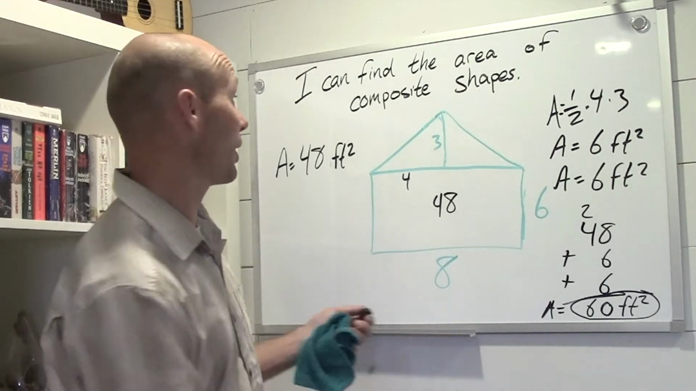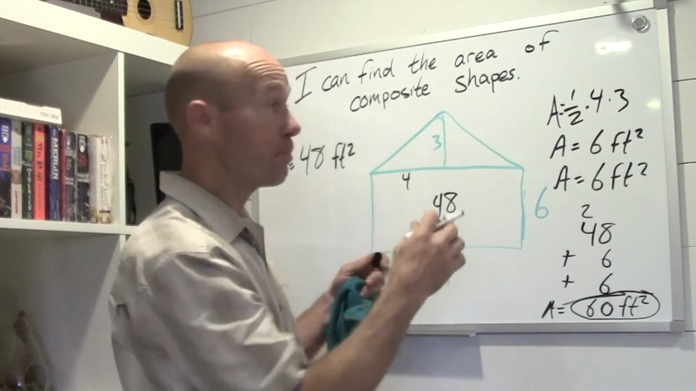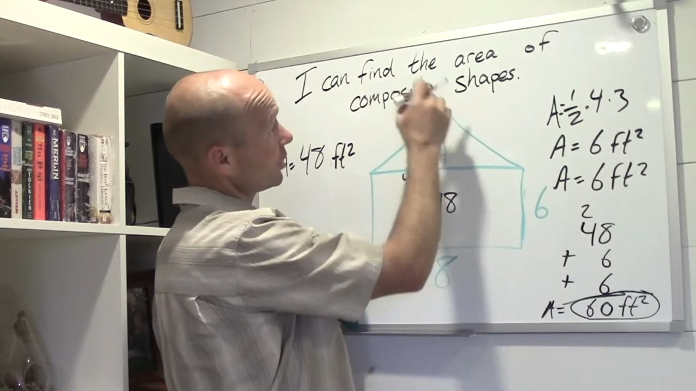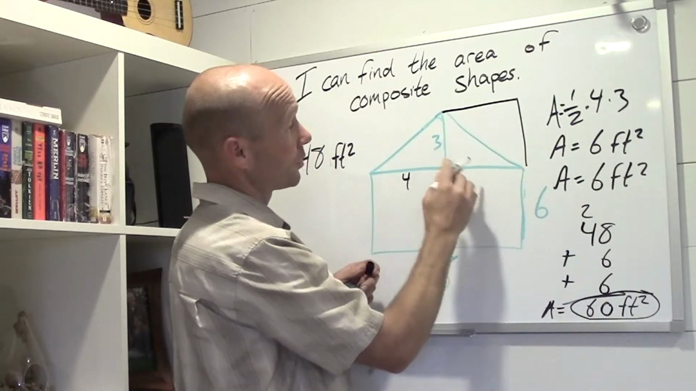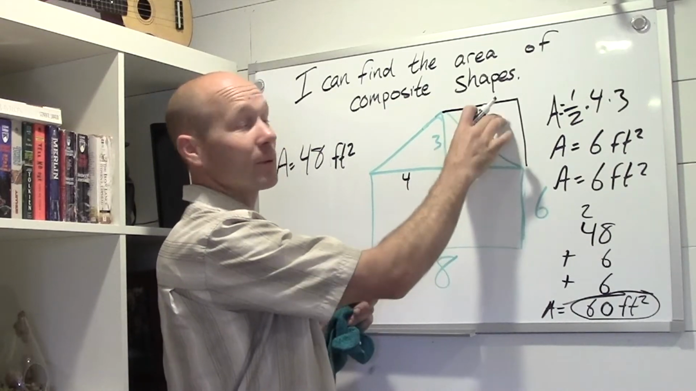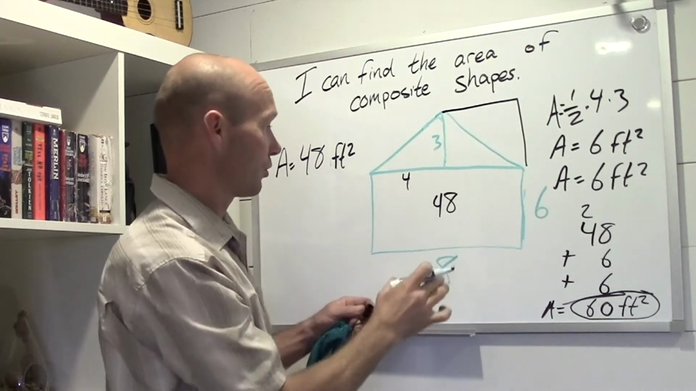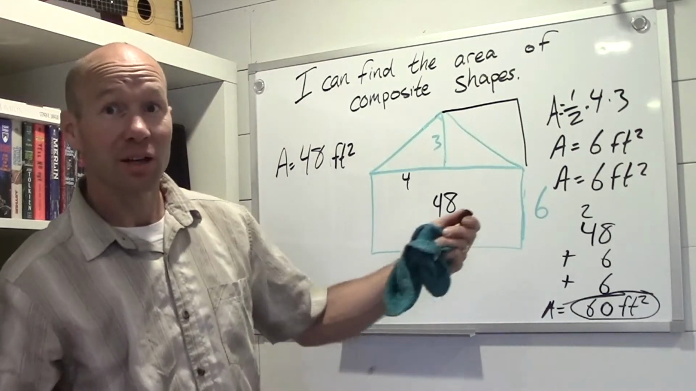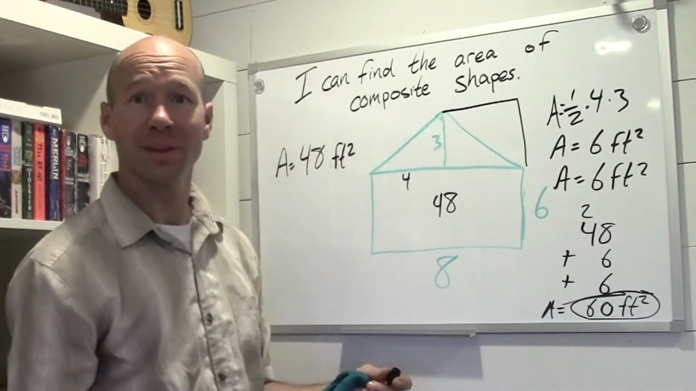Now I could do that a different way. I could have just kind of imagined that this triangle is over here. Right, I can just flip that over there, and I can then say that 4 times 6 is 24, and 24 plus 48 is 72. So I can do it different ways.